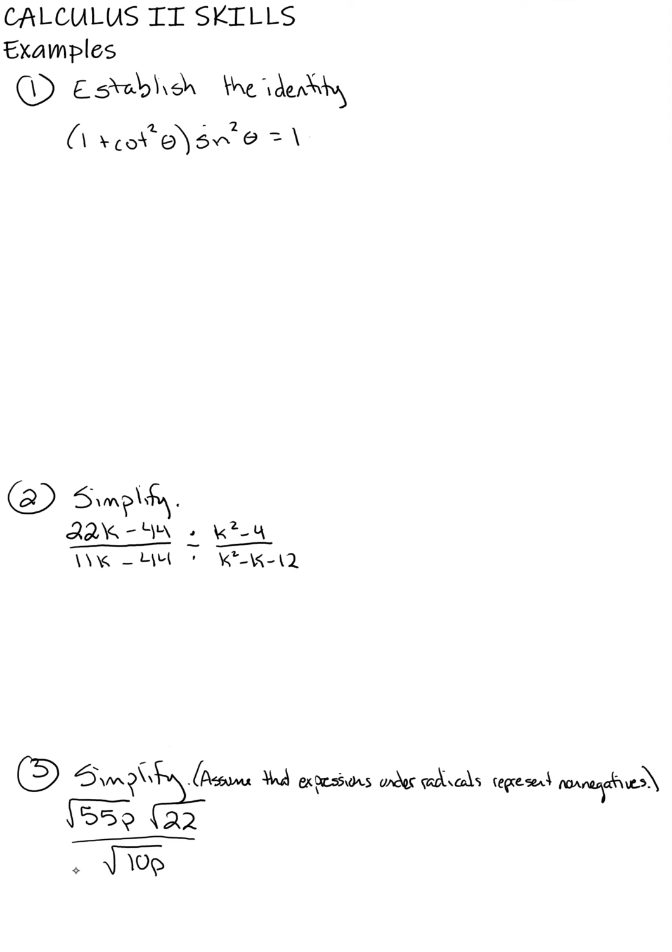I want to go over some examples from the skills to prepare us for Calculus 2. The first one is to establish an identity. We have on the left-hand side 1 plus cotangent squared theta, being multiplied by sine squared theta, and it should be equal to 1.